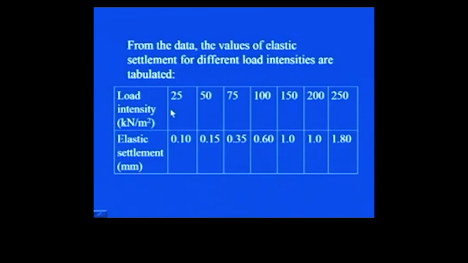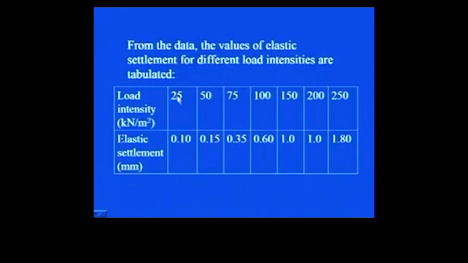To correlate the previous table and this table, elastic settlement can be obtained by taking the difference of the settlement at the maximum loading intensity and when it has been brought down to 0. So, for 25 kilonewton per meter square, an elastic settlement of 0.10 mm was observed. However, it was 0.15 in case of 50 kilonewton per meter square, and so on. You can see here that for 150 and 200 it is 1 mm, and for 250 kilonewton per meter square it is 1.8 mm.